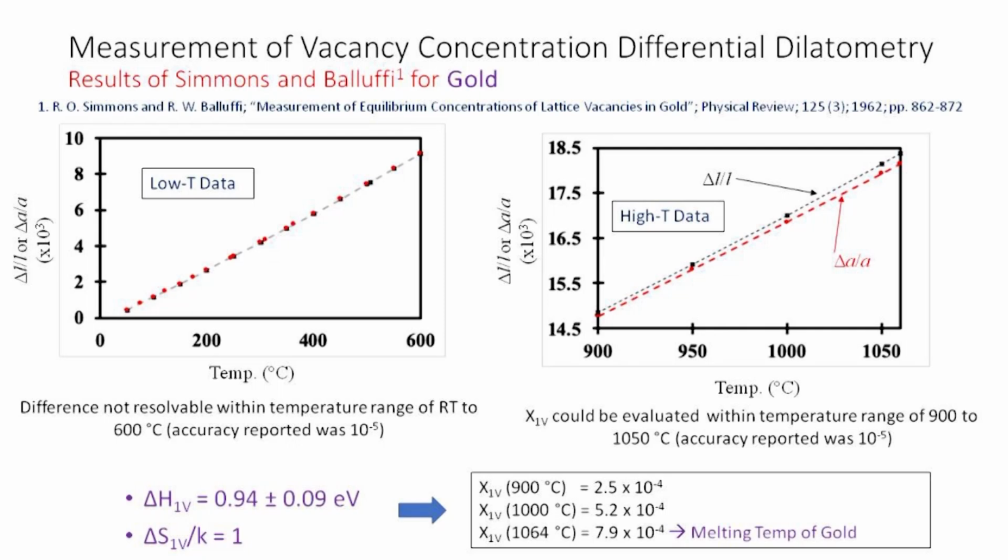Now, they have reported the measurement accuracy of about 10 to power minus 5 in the measurements of delta L by L or delta A by A, and in this temperature range up to 600 degrees centigrade, the change in vacancy concentration is not significant. So, the changes in this delta L by L or delta A by A were not in the detectable limit, and so you can see all these measurements overlap in this temperature range.